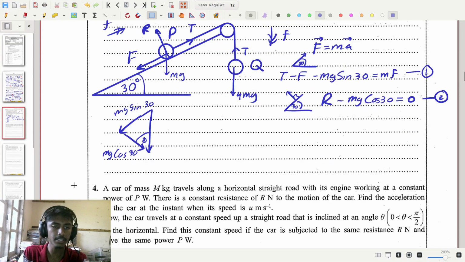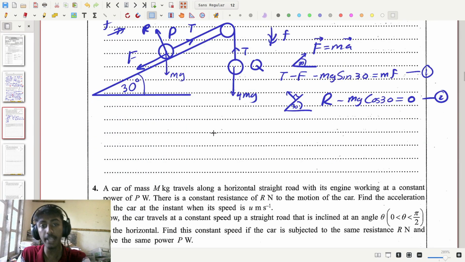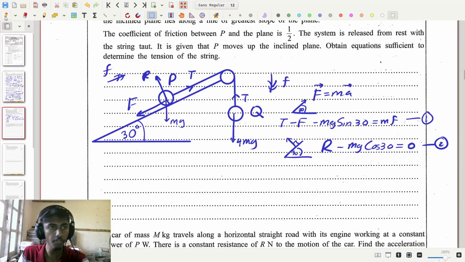Now, with that, we are done with all of the equations we can get for particle P. Now finally, we can consider particle Q. Now for particle Q, there is no motion at all in the horizontal direction.